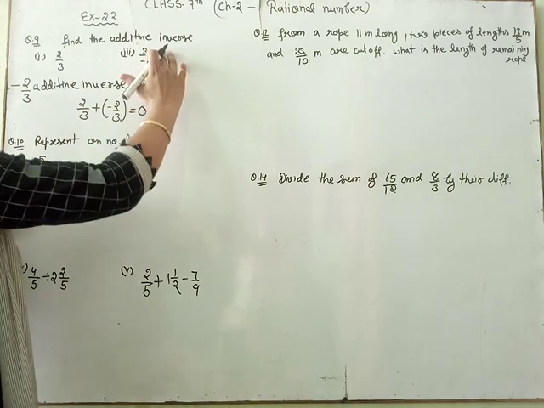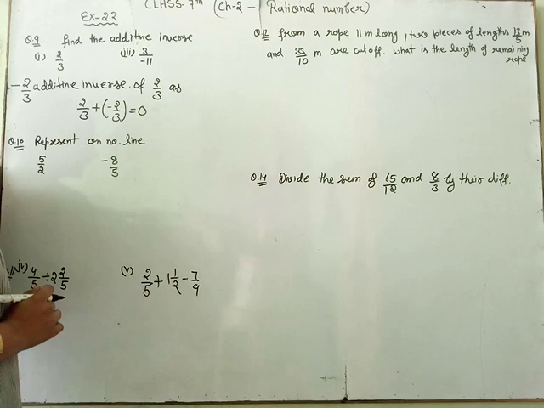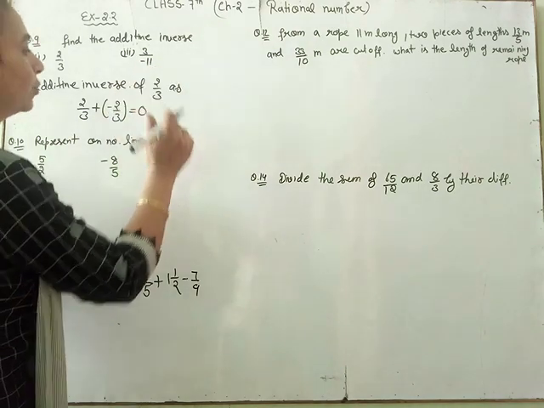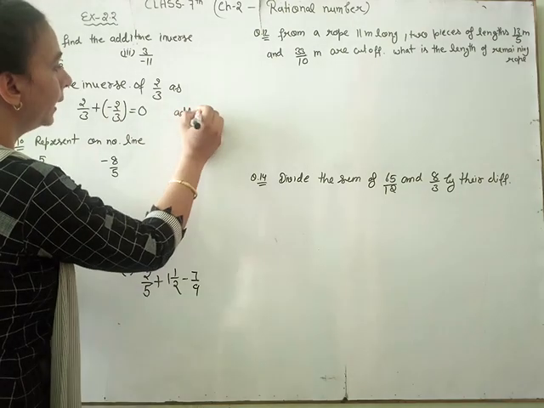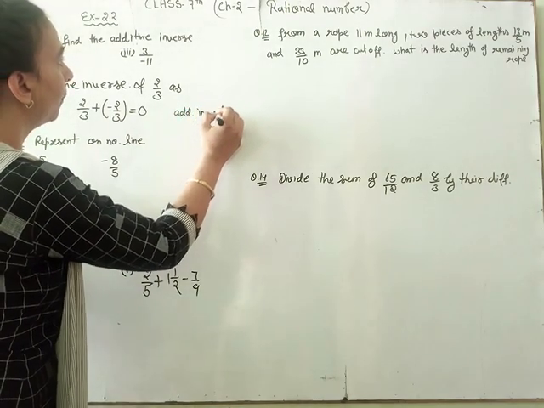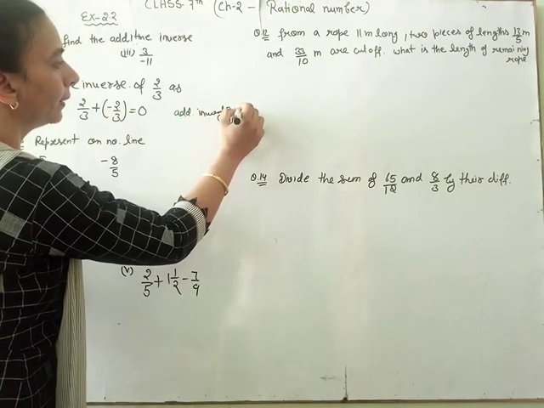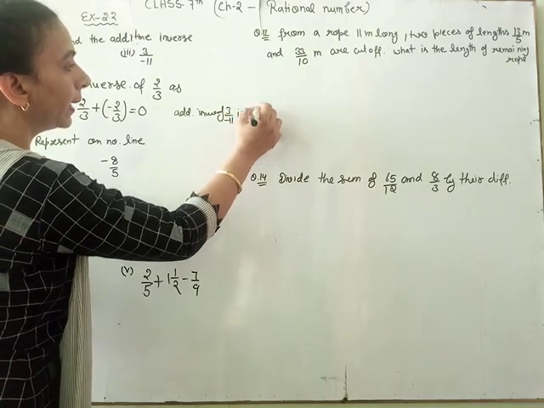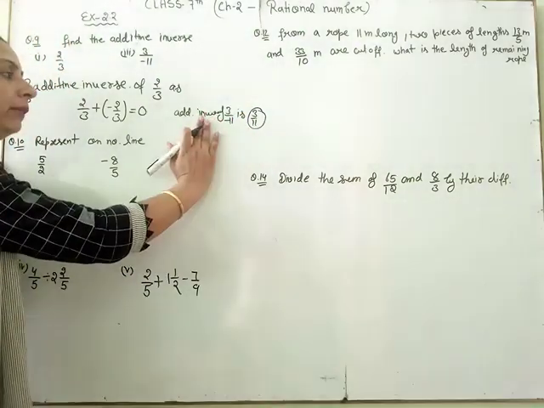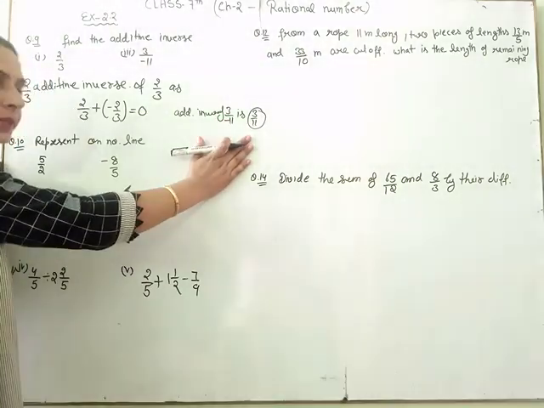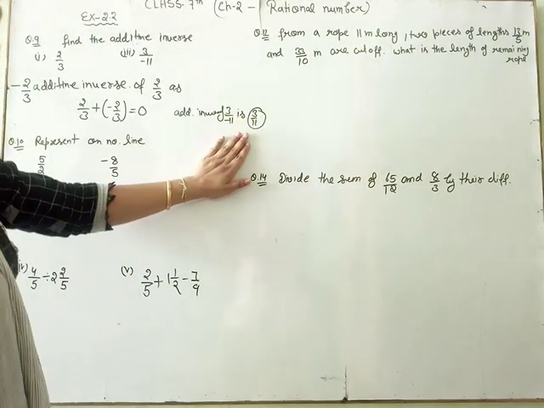Same, the additive inverse of 3 by minus 11. This is positive, so we take the additive inverse of 3 by minus 11, which is plus 3 by 11. This is a negative rational number, so the additive inverse of this is positive 3 by 11.